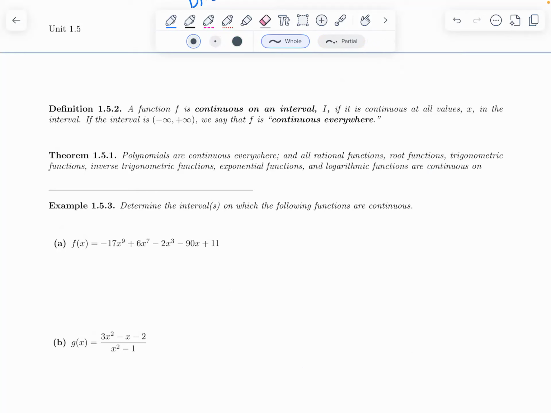And then the rest of them, all rational functions, radical or root functions, trigonometric functions, inverse trigonometric functions, exponential and logarithmic functions. That's basically encompassing everything that we usually encounter, besides piecewise functions, which we'll talk about as a special case. They are all continuous on their domains.